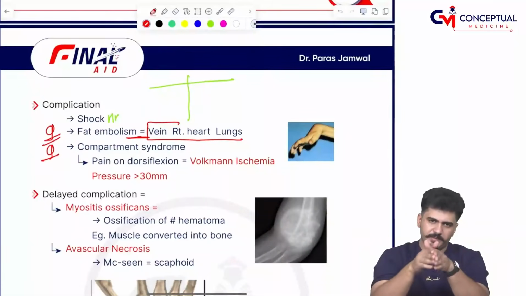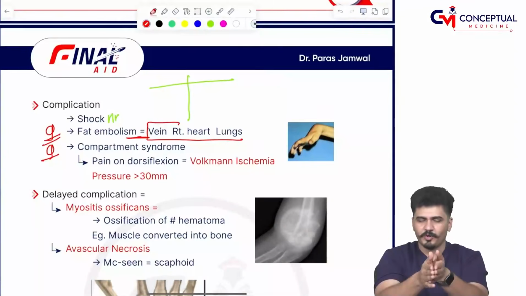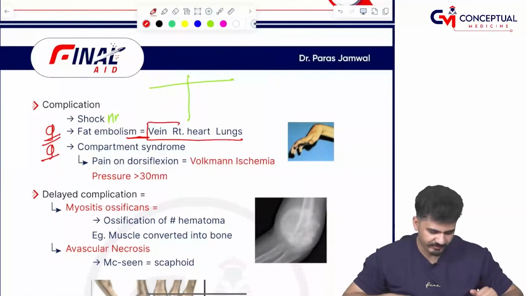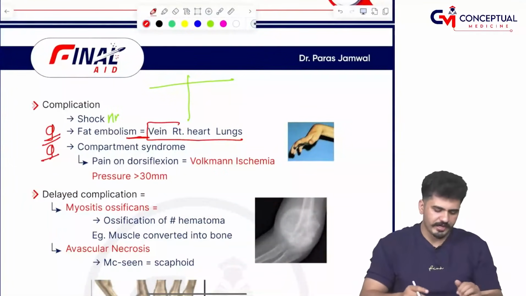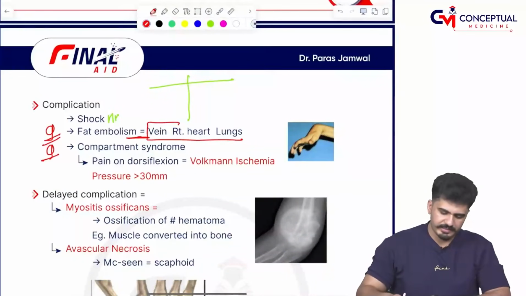The moment the pressure releases, the patient will say to you, Doctor Sahab, thank you. You are the best. So if you want to become the best, you need these kinds of things in your life, my dear friends. So these are the complications we have divided. Early ones are shock, fat embolism and compartment syndrome. Each of them is an individual question in itself only.